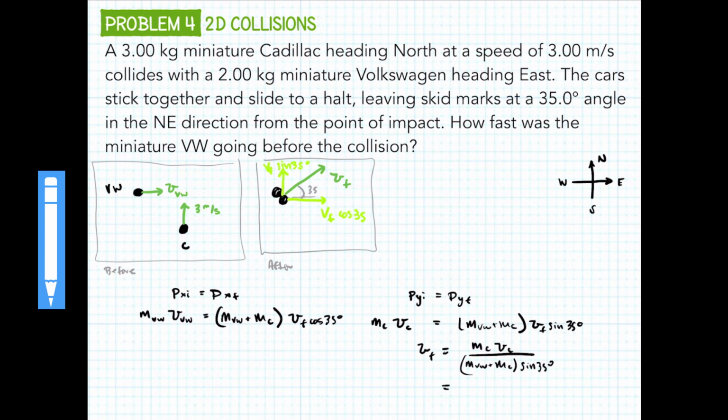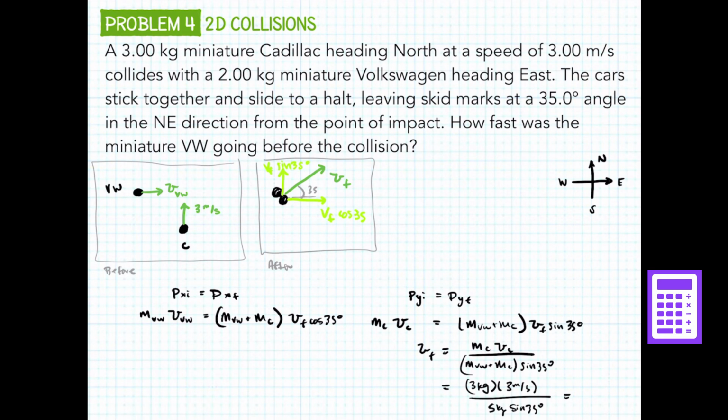So that ends up being, Cadillac is 3 kilograms times 3 meters per second divided by 5 kilograms, which is the total mass, sine of 35. And that's going to give us a final velocity of 3.14 meters per second, or pi meters per second, okay? So this is our V final.